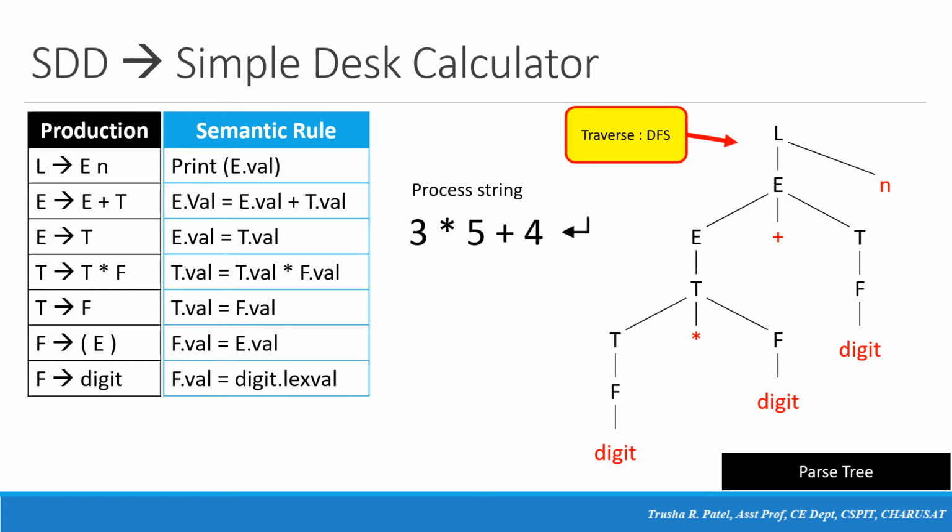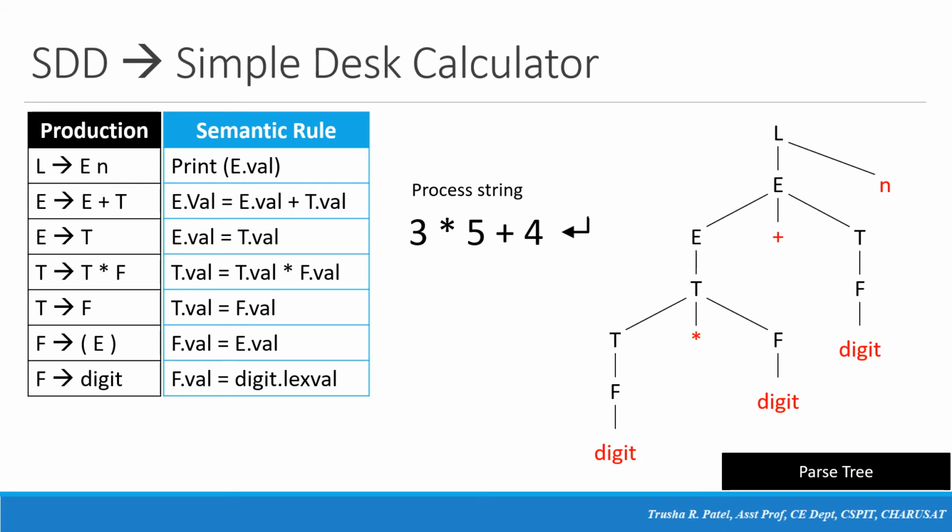Now the first task we have to perform is to traverse this tree in DFS manner, that is depth first search, and then we have to apply the semantic rules and perform them whenever we are doing the reduction step. When we are going in a tree from top to down, we call it the derivation step. And when we are traversing the tree from down to upside, we call it a reduction step.